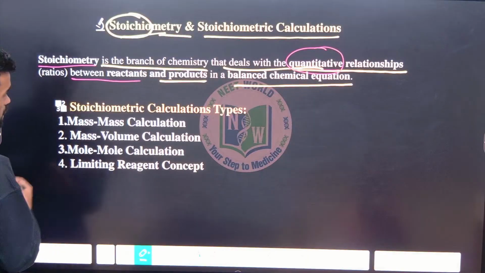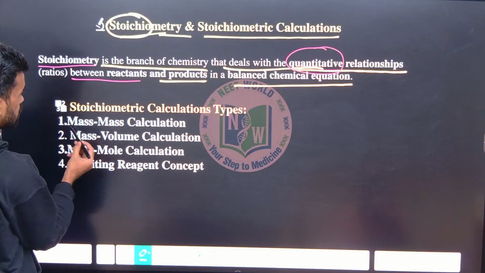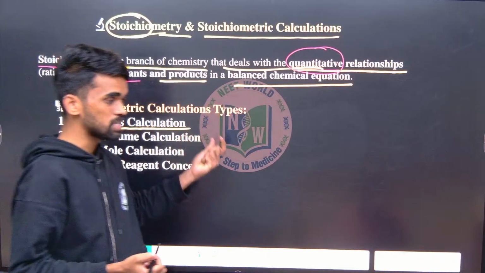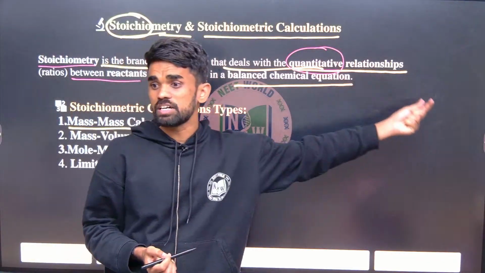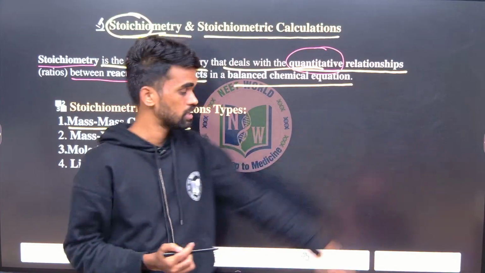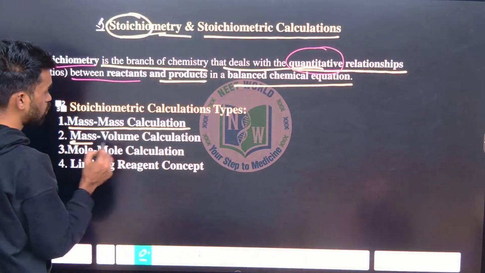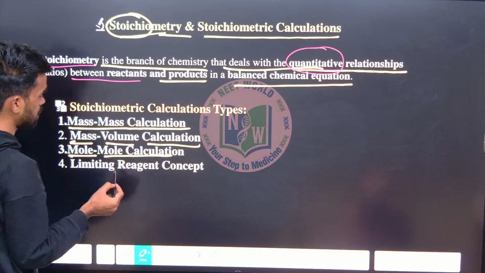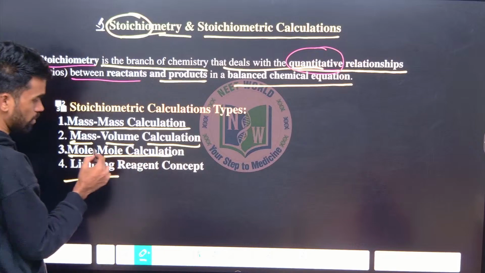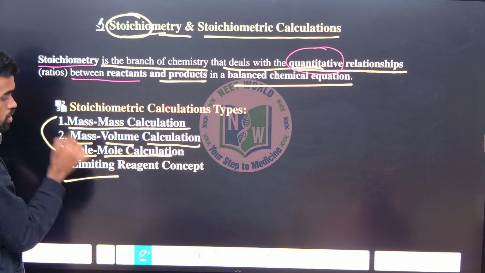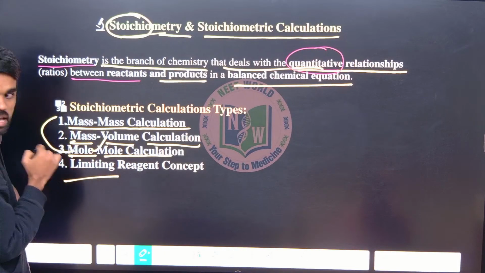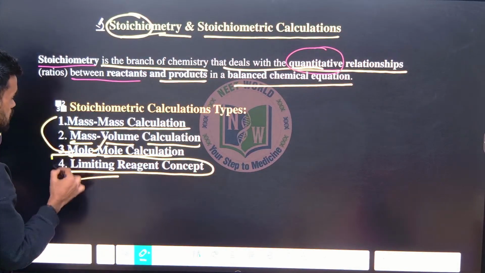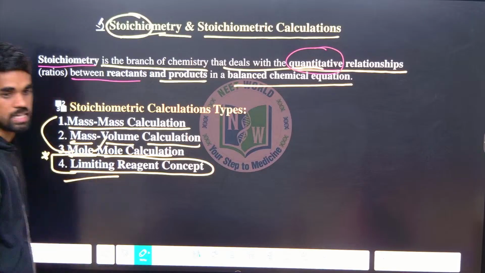There are 4 different types here. First one is mass calculation. It means how much mass of reactant is taken, then how much mass of products is formed. Next, mass-volume calculation. Next, mole calculation, and here mole-mass also we can do, mole-volume also we can do. Different ways are there. Next, we need to study the limiting reagent and excess reagent concept.